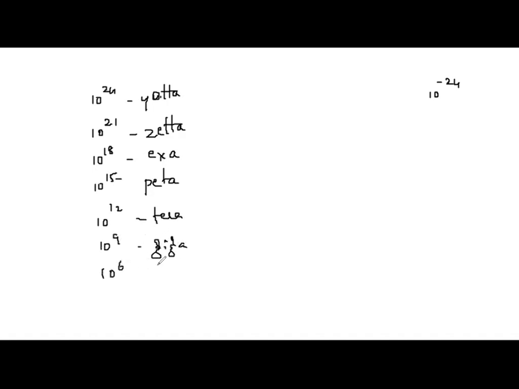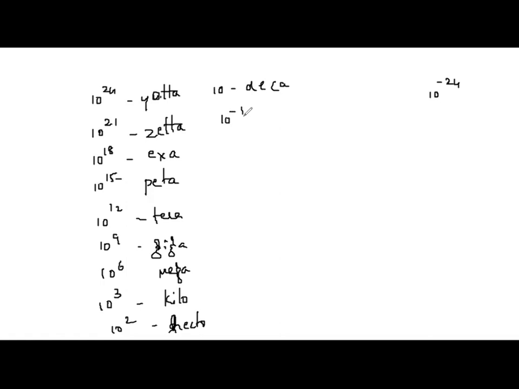10 raised to 6 stands for Mega. 10 raised to 3 stands for Kilo. So 10 raised to 24 is Yotta, 21 Zetta, 18 Exa, 15 Peta, 12 Tera, 9 Giga, and 6 Mega, and 10 raised to 3 is Kilo. 10 raised to 2 is Hecto. 10 is Deca.